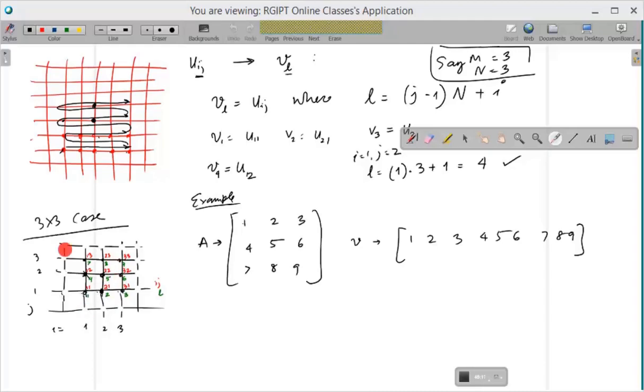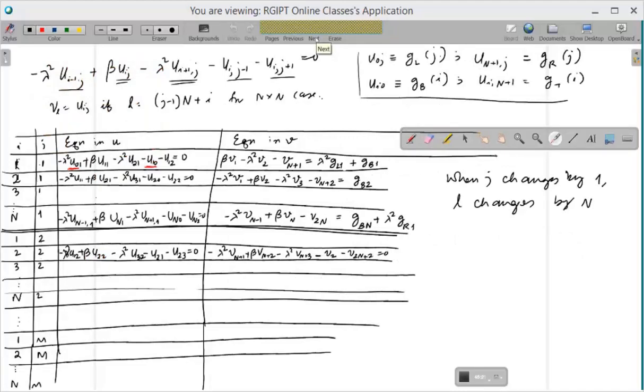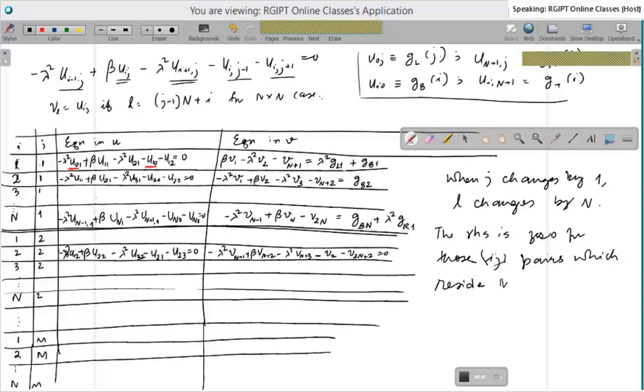That's what is going to be reflected in your equation. So maybe I can write this down: the RHS is 0 for those ij's which reside away from the neighborhood of the boundary.